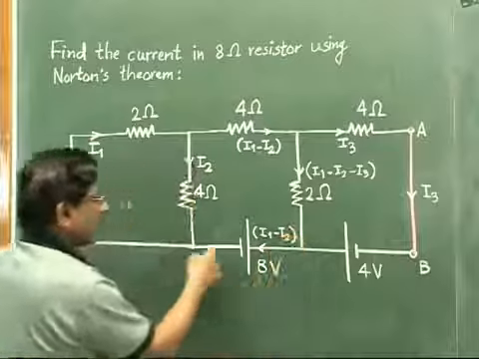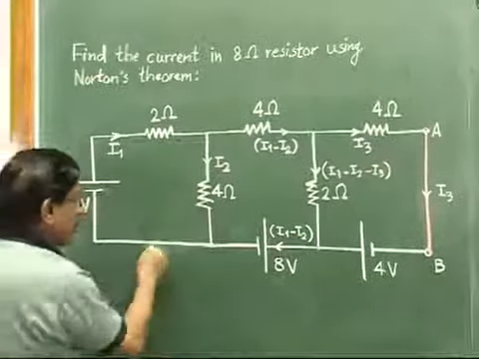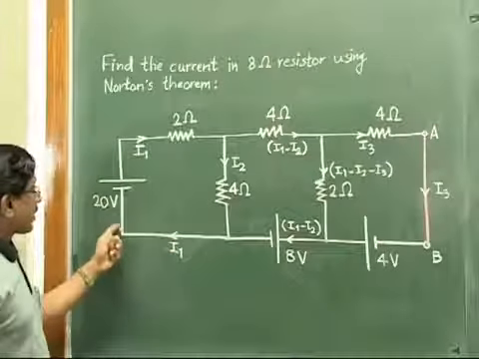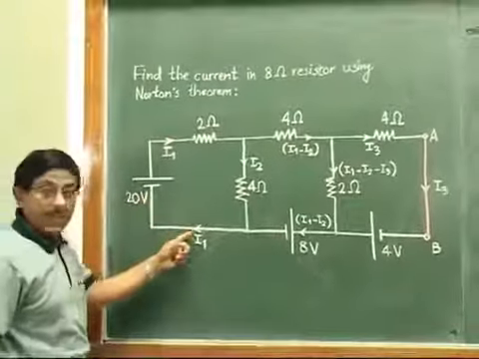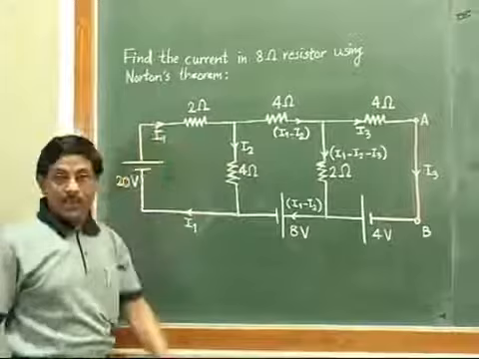Now I1 minus I2 reaches here. I2 is further added. The addition of the 2 would be I1. So I1 goes like this. And you will find that our current distribution is proper, that we are again reaching the same point with the same value. Okay, so this is the current distribution.